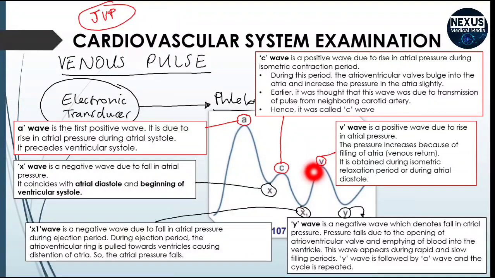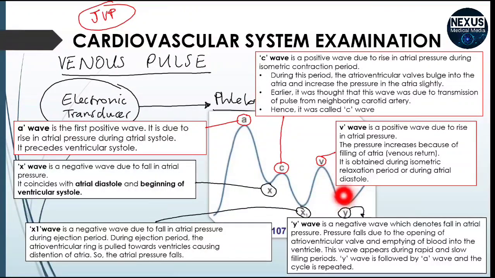Then you have this little big positive deflection, a V wave, right? This V wave is due to a rise in atrial pressure. How does this occur? This pressure increases because of atrial filling or the venous return, and it is obtained during isometric relaxation, right?